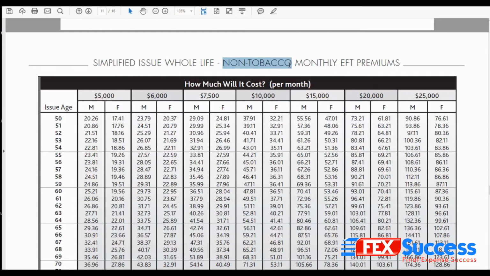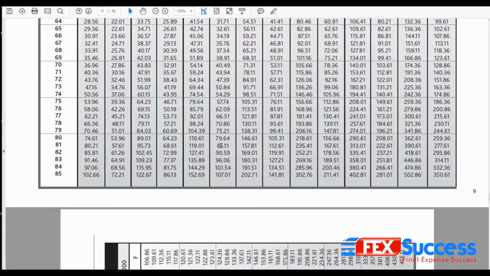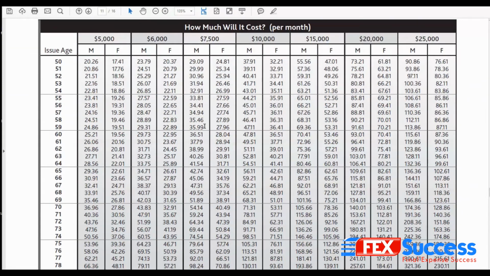They have a non-tobacco, they have a level benefit, they have graded benefits, and the such. So just make sure you're on the proper sheet, and then it's just basically cross-referencing and looking it up.